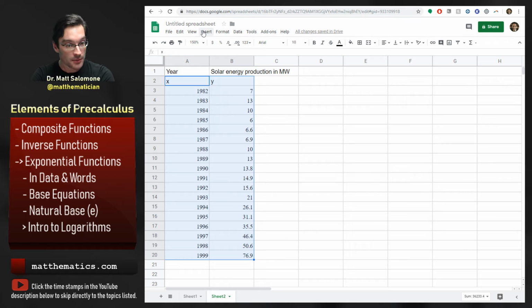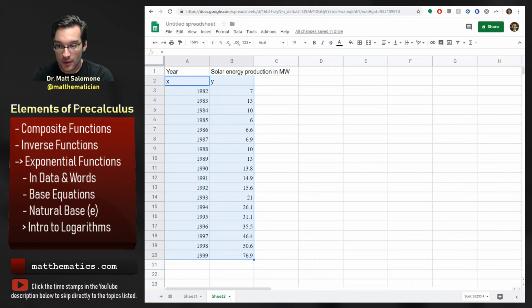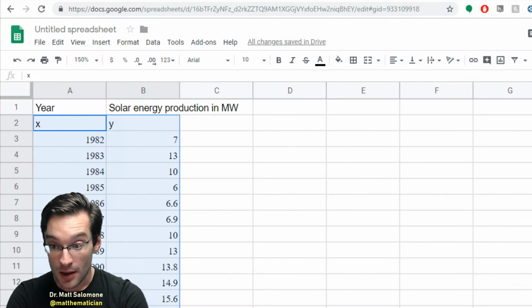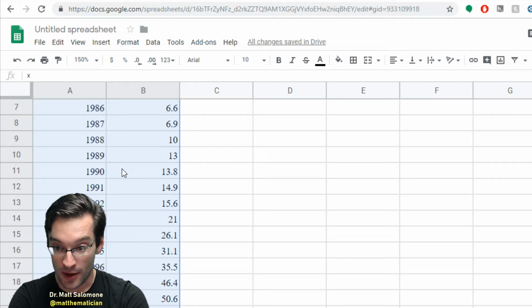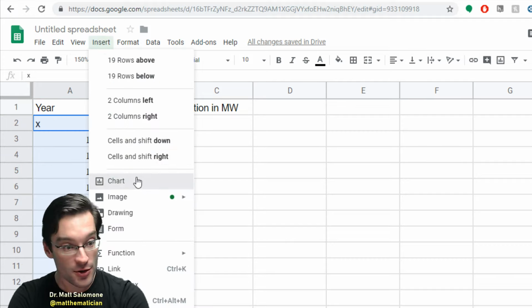So in my Google Sheet here, to make a chart, I'm just going to choose the Insert menu and go to Chart up here. Let me try and zoom in on this a little bit so you can see better what I'm doing. If you're using Google Sheets to create a plot of a data set, you'll want to highlight all of your data, like I've done here. So all of my x and y values, I've highlighted with my mouse. And then I'll go to Insert, and I'll choose to insert a chart.